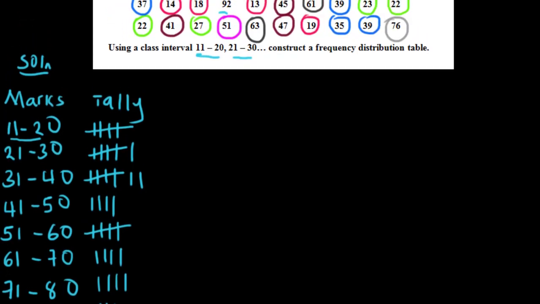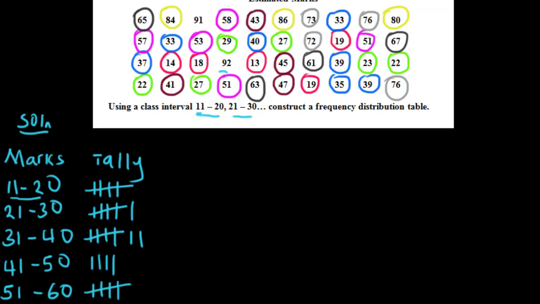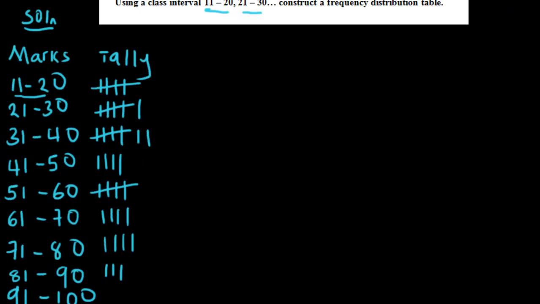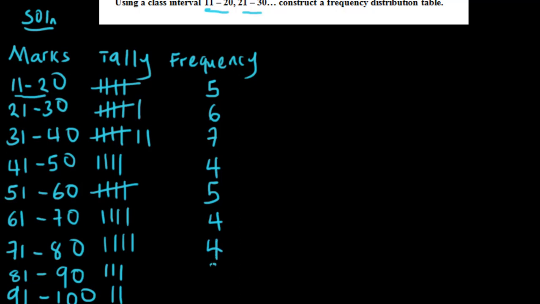Then lastly, 91 to 100, we have 1, 2. So we've got just 2. Now we'll create the next column, frequency. I hope you understand. Here we've got 5, 6, 7, 4, 5, 4, 4, 3, 2.